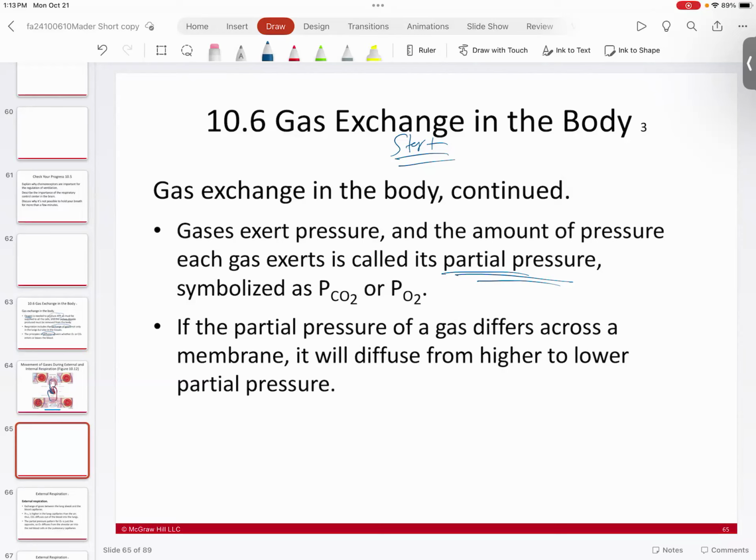Oxygen will have its own particular pressure that it adds to the total of that 760. CO2 will have its own particular pressure that it adds to the total of that 760. That individual pressure is what's called the partial pressure. So when we were talking about oxygen going down its pressure gradient from high to low, it's not just atmospheric pressure. That does govern how the air goes into and out of your lungs. We talked a little bit about that earlier.